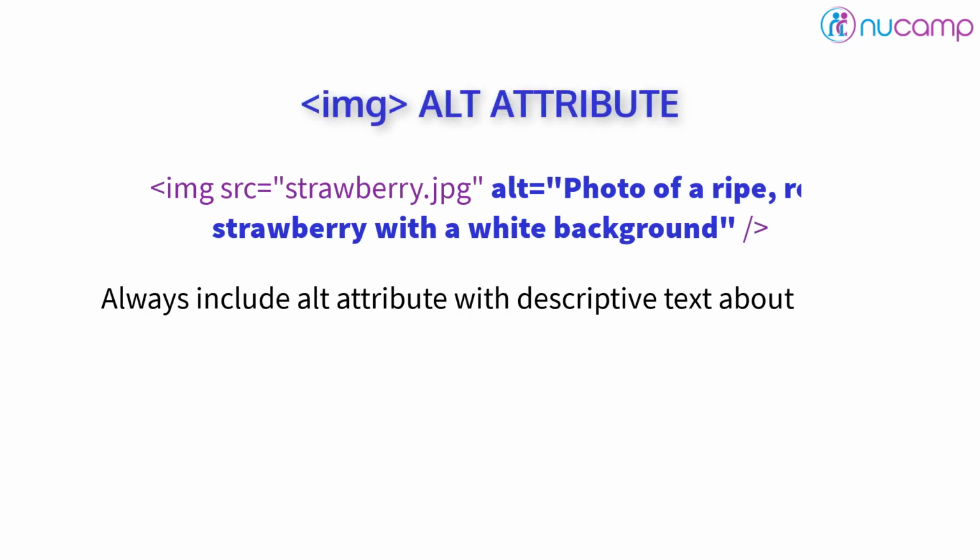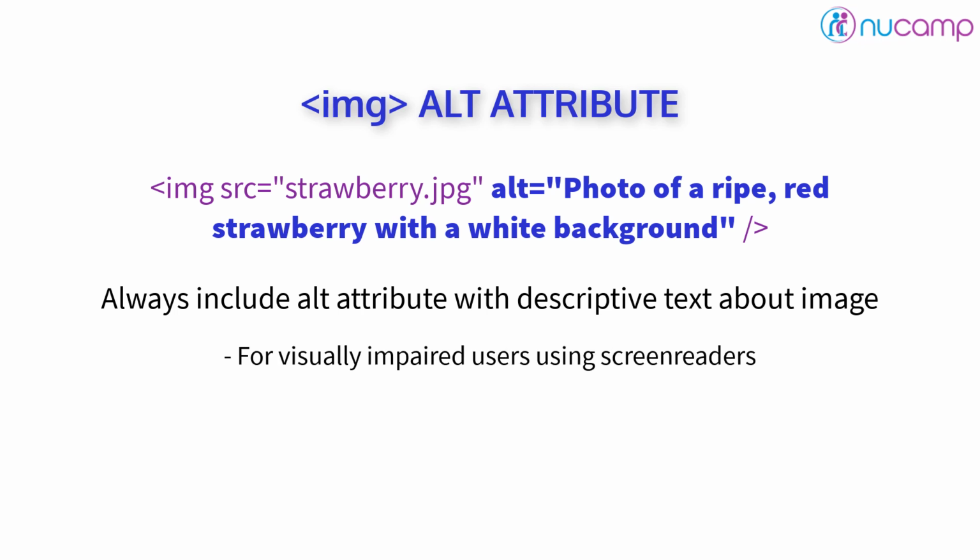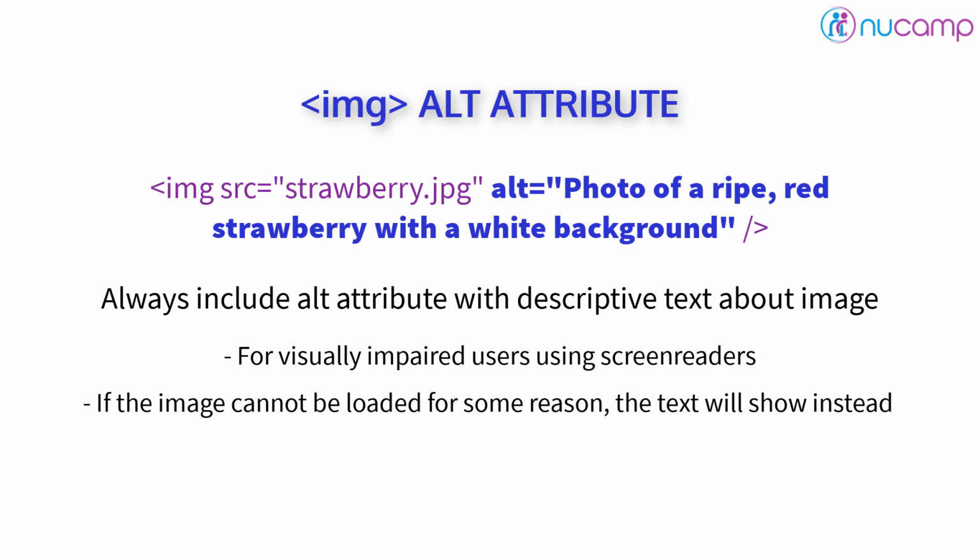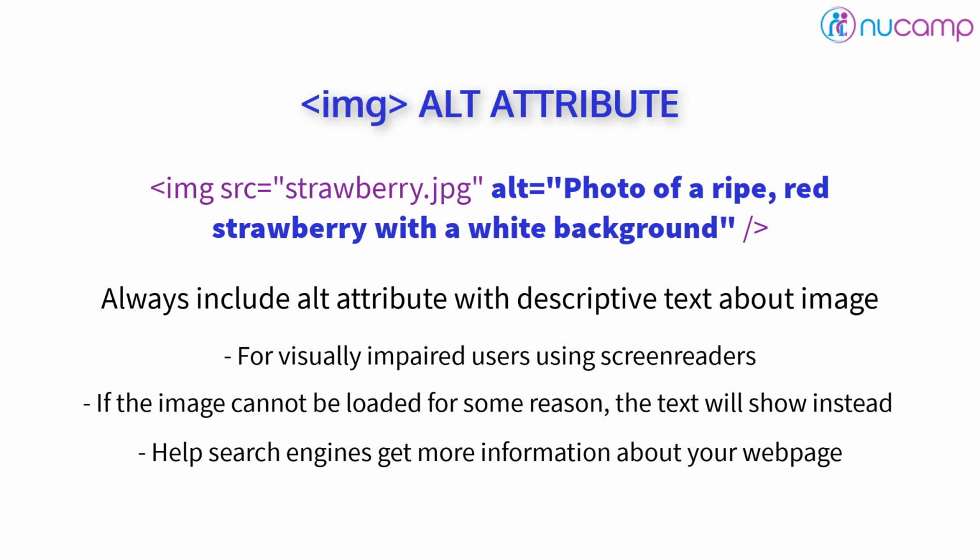While not technically required, you should always include an alt attribute for images with text that gives a description about the image. This is important for three reasons. The first and main reason is that it will make your web page more accessible to visually impaired users with screen readers. Secondly, if the image is unable to be loaded for some reason, the web browser will display the alt text instead. And thirdly, the alt text will help search engines to get more information about your web page.